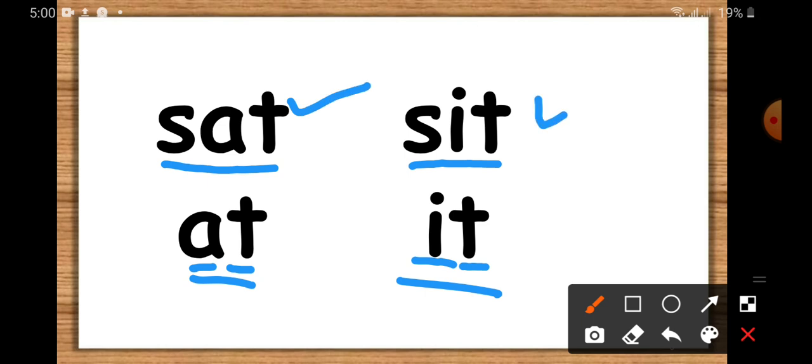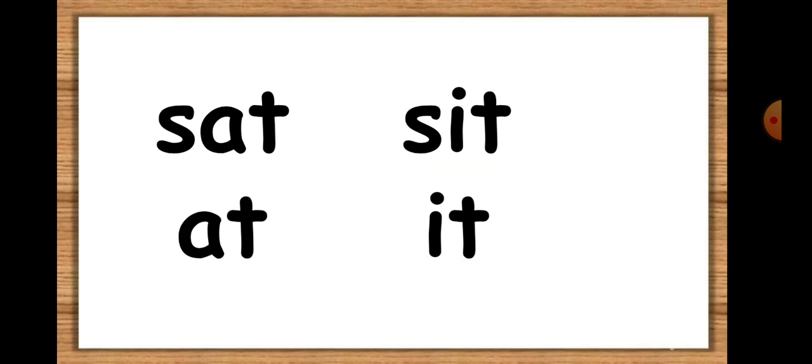Sat, sit, at, it. Can you read those words? Sat, sit, at, it. Can you point to the word sat? Can you find sit? Can you find at? Can you find it? Well done.